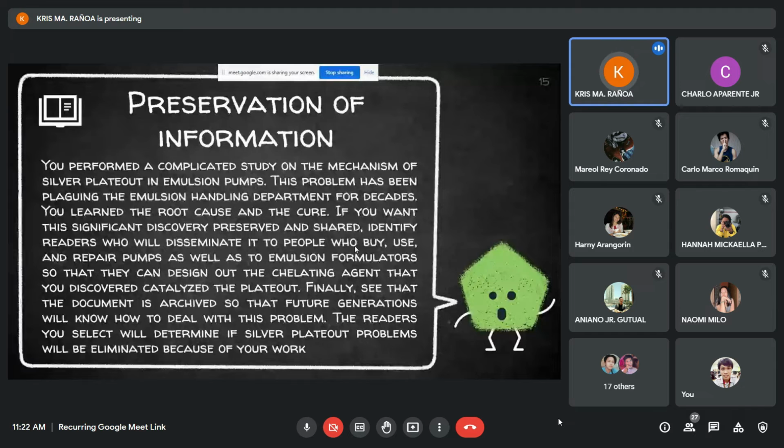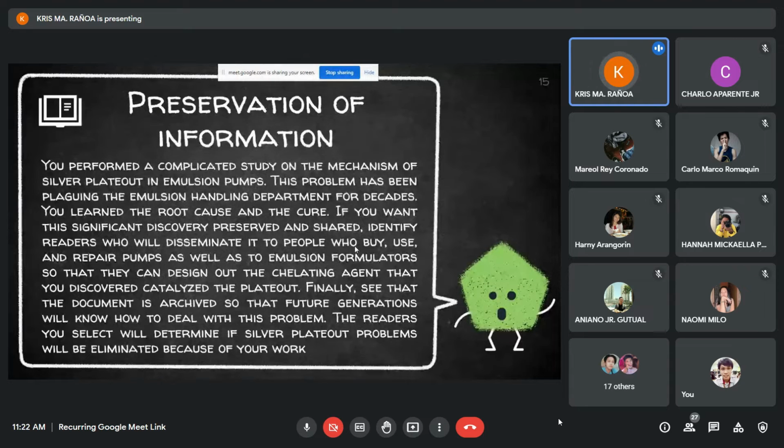identify readers who will disseminate it to people who buy, use, and repair pumps as well as to emotion formulators so that they can design out that chelating agent that catalyzed the plate out. Finally, see that the document is archived so that the future generation will know how to deal with this problem. The readers you select will determine if silver plate out problems will be eliminated because of your work.